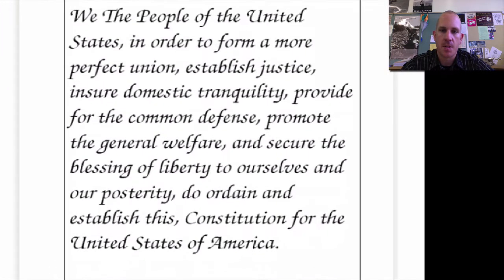We, the people of the United States, in order to form a more perfect union, establish justice, ensure domestic tranquility, provide for the common defense, promote the general welfare, and secure the blessing of liberty to ourselves and our posterity, do ordain and establish this Constitution for the United States of America.